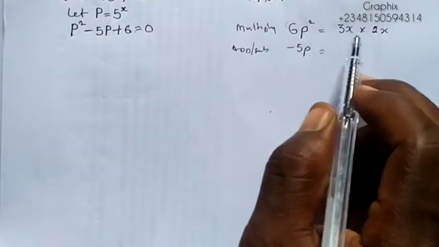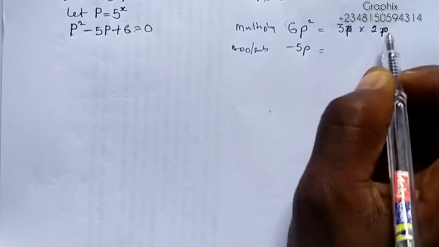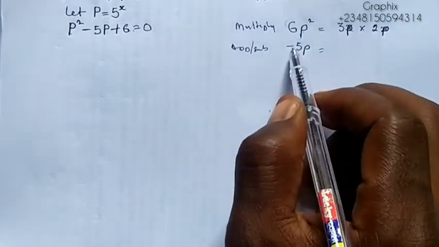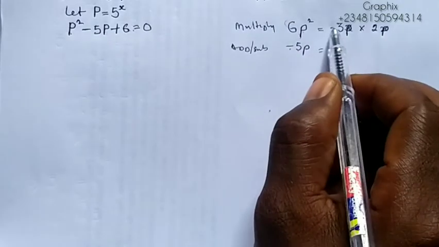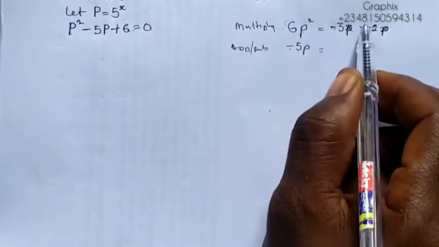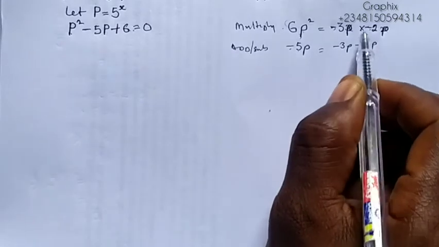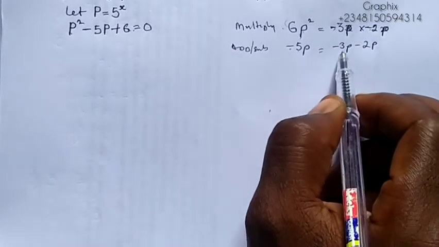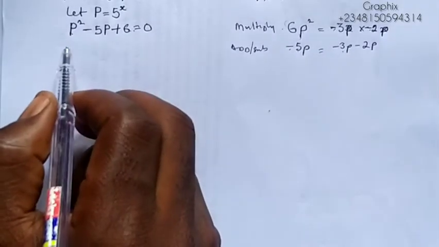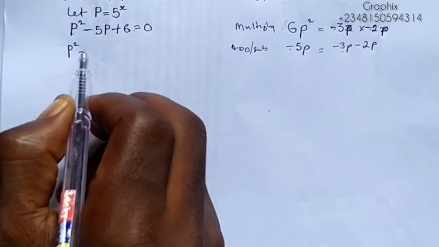X times x is what? Let me call it p here, sorry. Let me put it here, p, since we are dealing with p. So we're having this. Now, but these have a negative. So if I put my negative here and negative here, negative and negative will give you positive. But when I move my times here and I'm having minus 3p minus 2p, I move the multiplication here. So minus 3p minus 2p will give you what? Minus 5p.